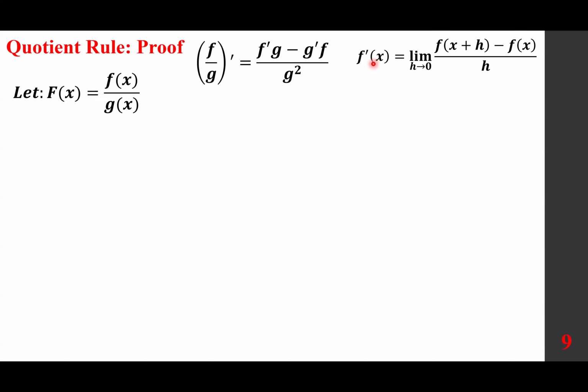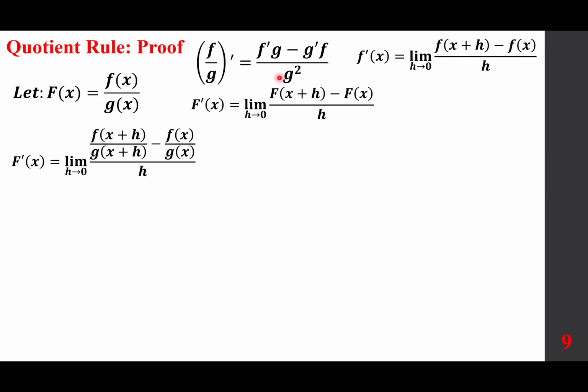definition. F prime of x is limit of f of x plus h minus f of x over h as h approaches 0. So for this, what is capital F prime? Capital F of x plus h minus capital F of x over h as h approaches 0. All right. So if you look at this fraction, you know f of x is this, you know h is that. So what is f of x plus h? Simply f of x plus h over g of x plus h. So I hope you see that this becomes this complex fraction.